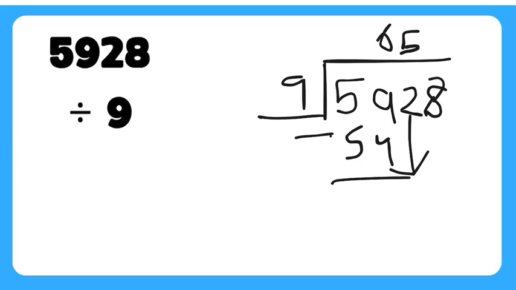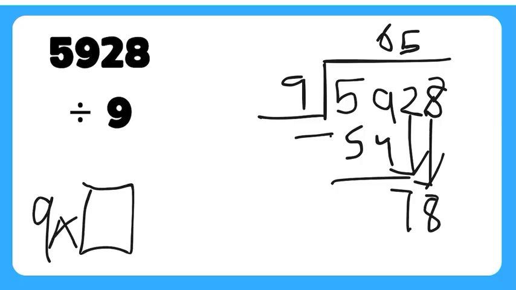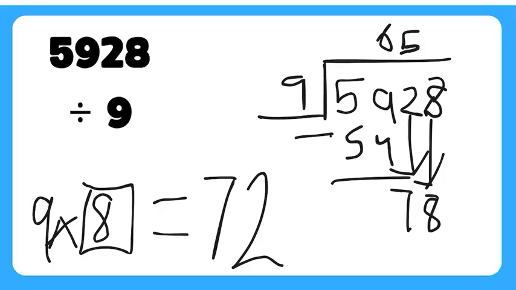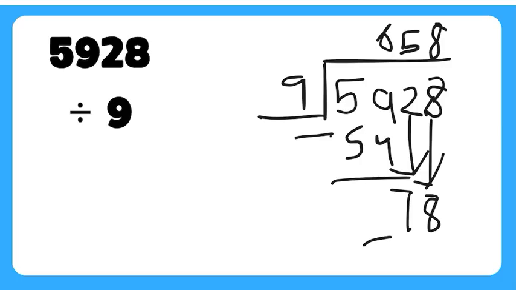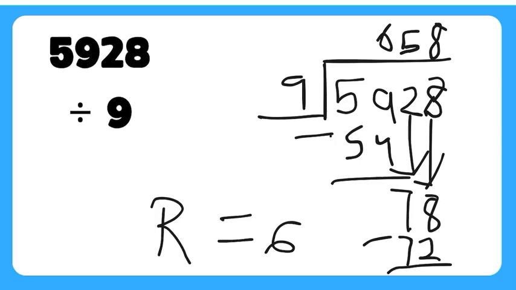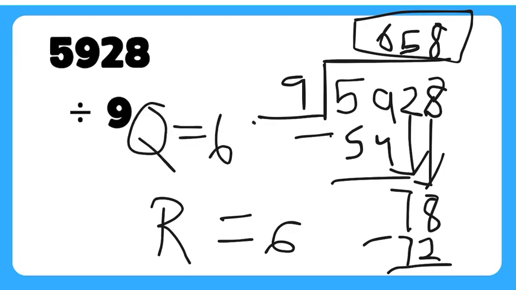I don't have much space, which is why I had to erase that. I'll put the 7 here. I'll bring down this 8. Now 9 times what is 78. Now we don't have anything close to 78. I mean, it's not in the table. We have to use 72. And 9 times 8 is 72. We will put the 8 here. And once we subtract 72 from this and get an answer of 6, this is our remainder. And 658, this is our final answer, which is our quotient, which is 658. So this is the final answer.